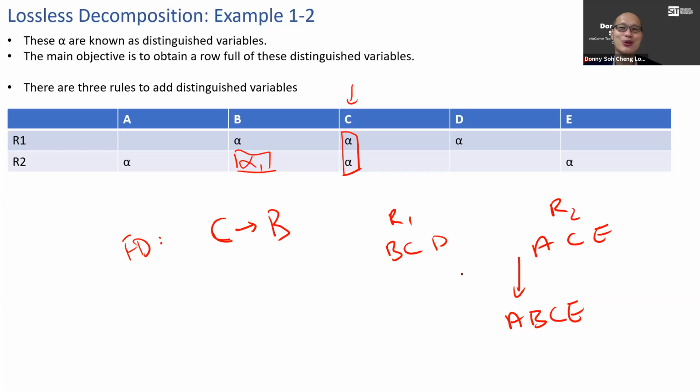You see, it's like the closure. The closure of ACE, because B is also there. So you are able to get back A, B, C, E. But in this case, we call it a distinguished variable because it's a lot easier to do it in this formula. And so I'm able to add a distinguished variable here. Okay. So is everybody clear how come I can add this variable here?